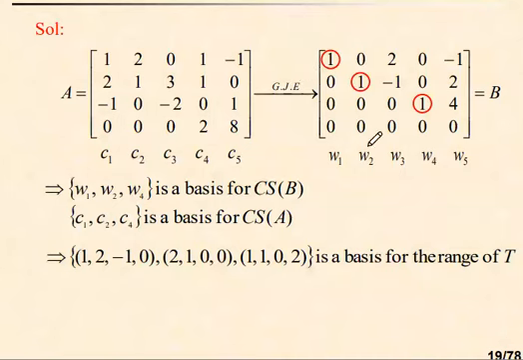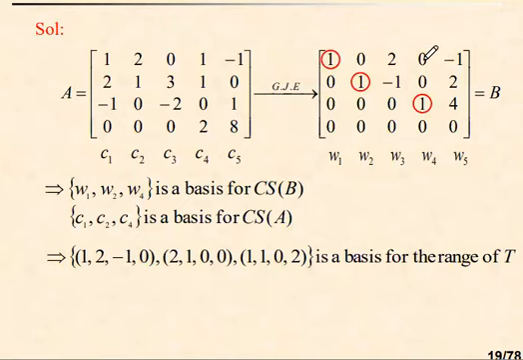So this is the reduced echelon form. Let's analyze. These two are linearly independent. You cannot write this one in terms of this. Therefore, these two are linearly independent. This one could be written in terms of these two, right? This one is 2 times this column plus minus 1 times this one. Therefore, this one is linearly dependent. So you can write this one in terms of these two.